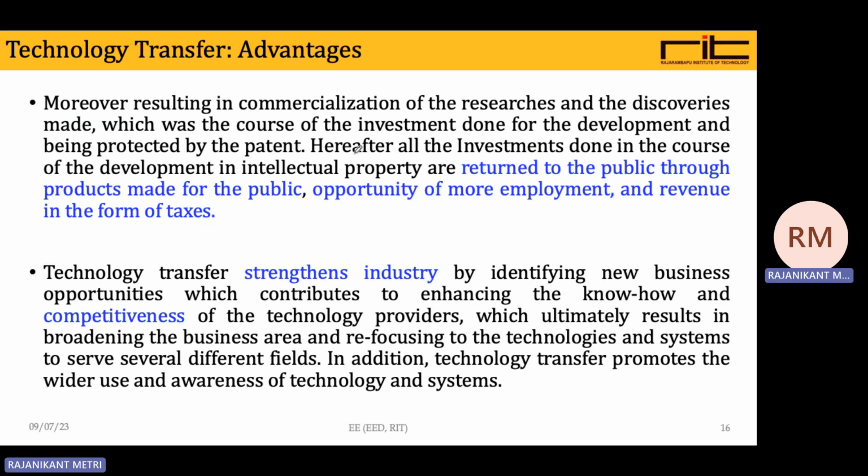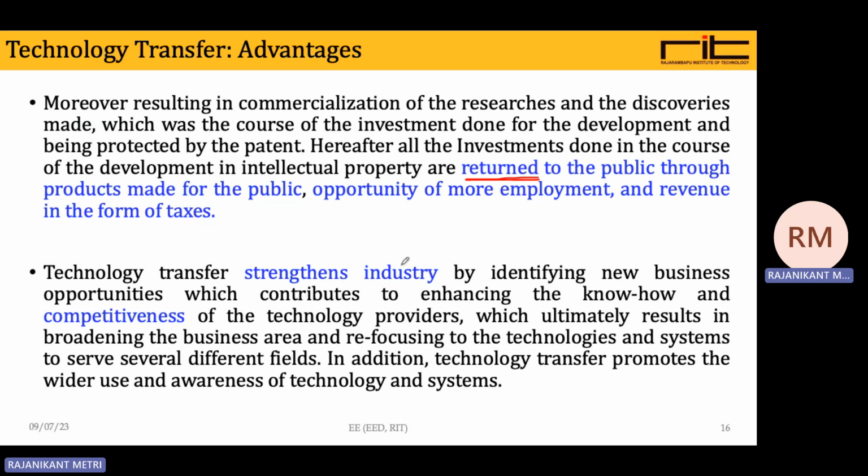So initially one has to protect the invention through patent, and then while doing the commercialization one has to incur the cost, and hereafter all the investments done in the course of the development in intellectual property are returned. So that is initial cost only, and these are returned to the public through products made for the public, opportunities of more employment, and revenue in the form of taxes. So all that money can be returned or one can get benefits.